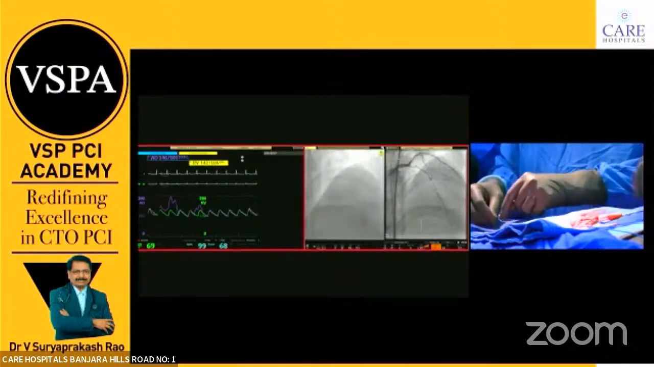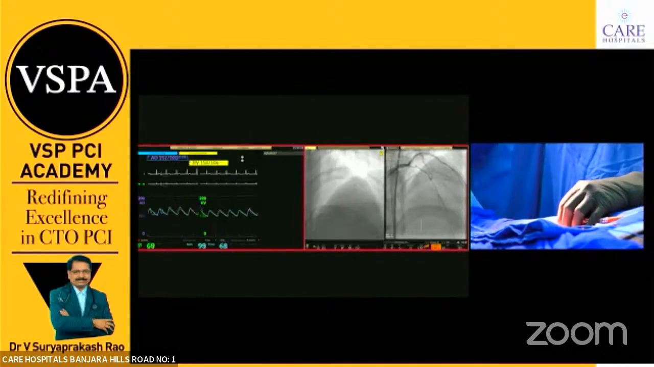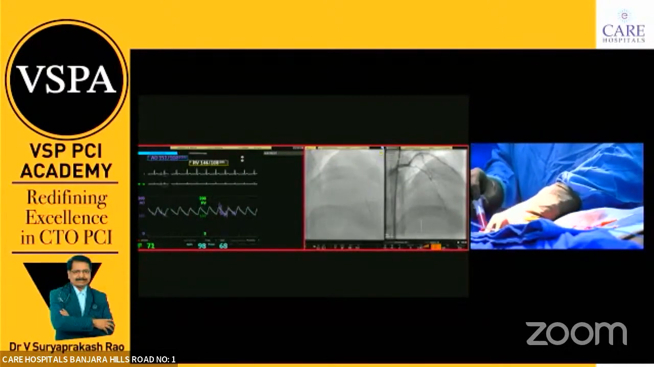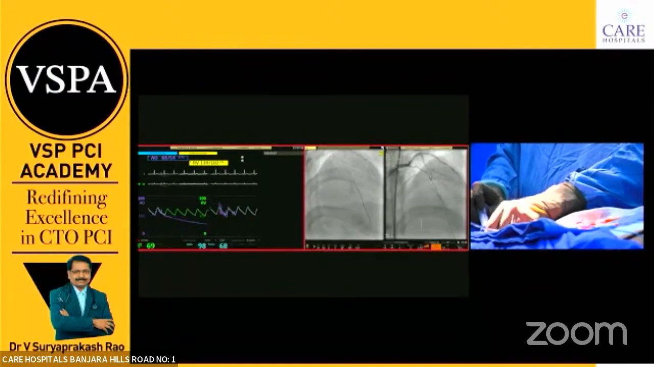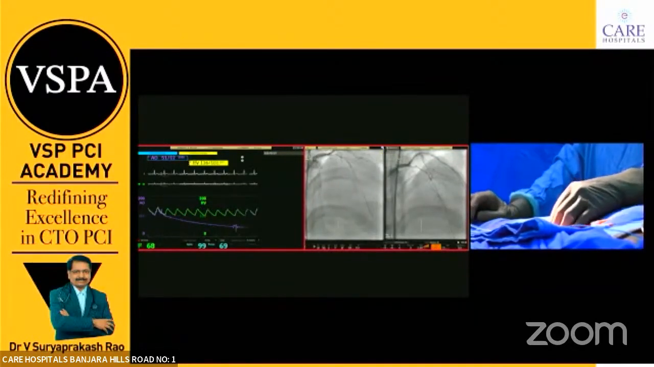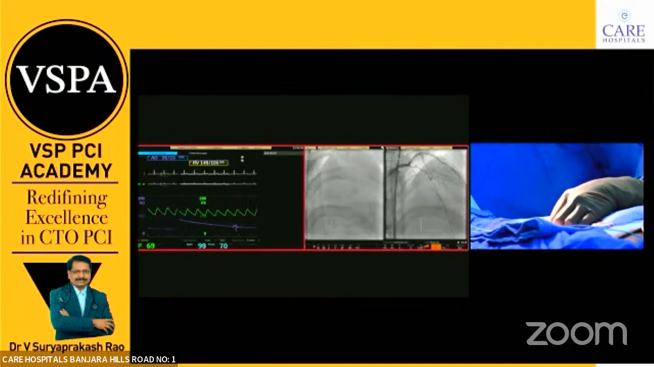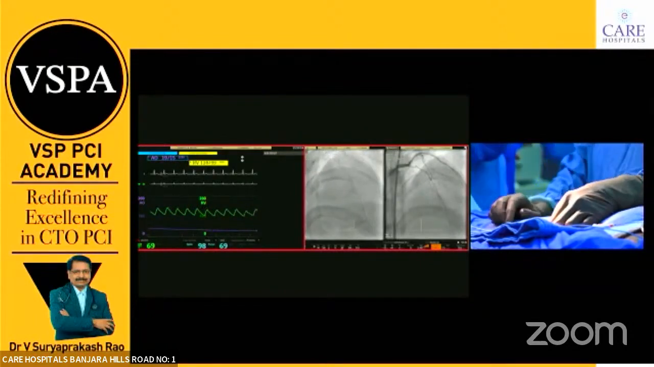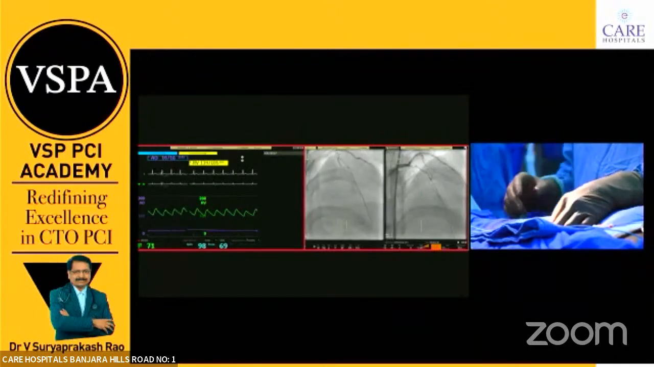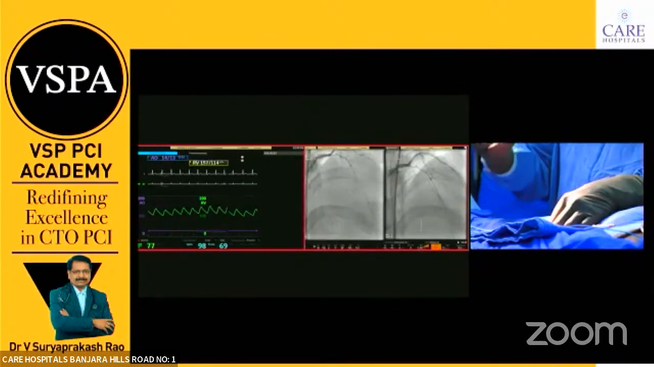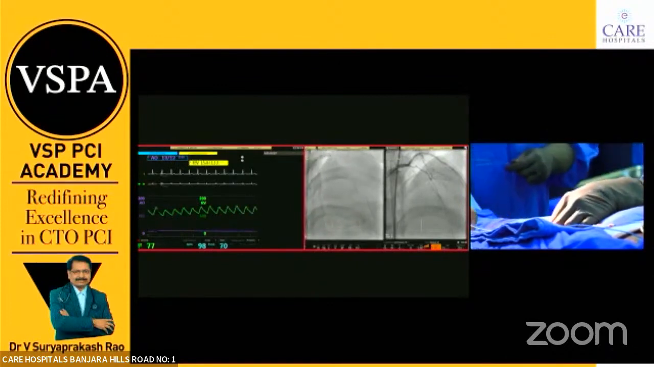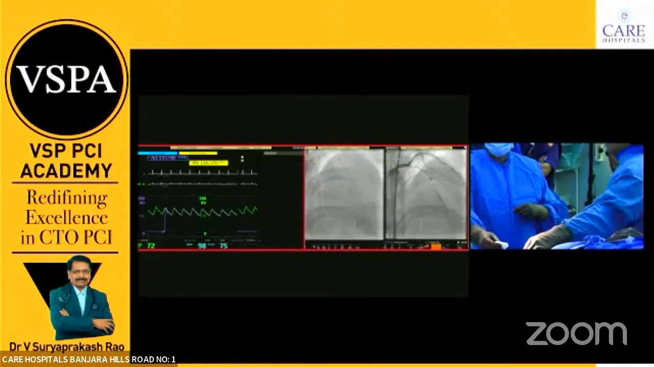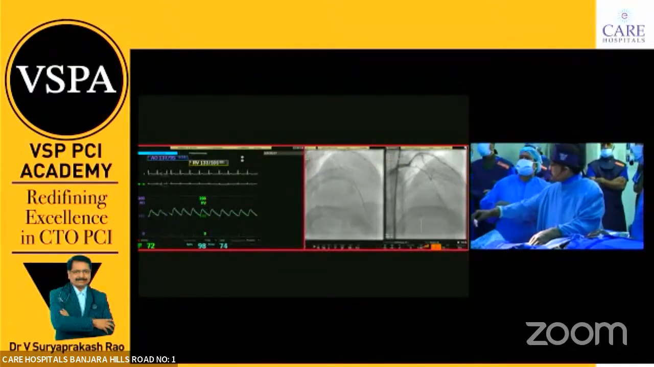Now we give the 2.5 Wolverine. Better now. Some branches are filling. Actually there is no dissection. The plaque just has not expanded, that's all. Give the 2.5 Wolverine. Maybe if the distal vessel is not good, I will do a drug-coated balloon above and come. No dissection.